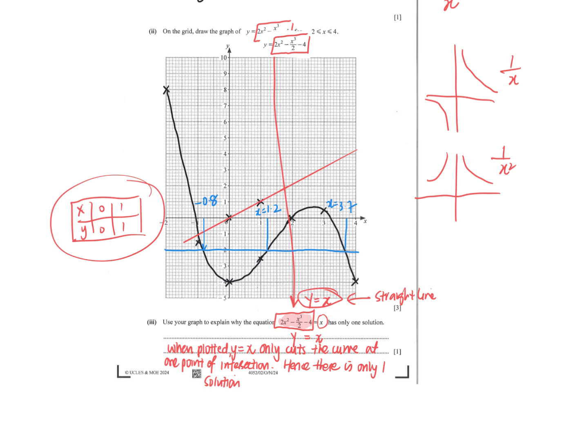They say use your graph to explain. So you can draw or you can choose not to. But you need to tell me when you draw this line, it only cuts at 1 point. Okay? So this is the additional question they always like to ask for graph questions. So if you want to score as much as you can, this kind of question you must know how to do as well.